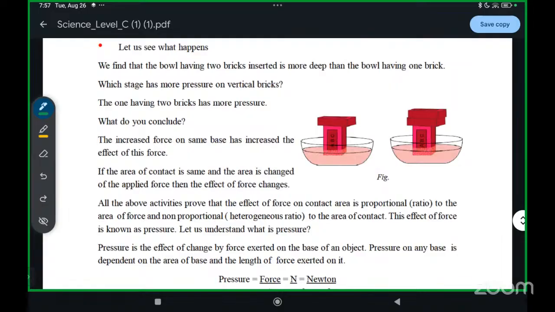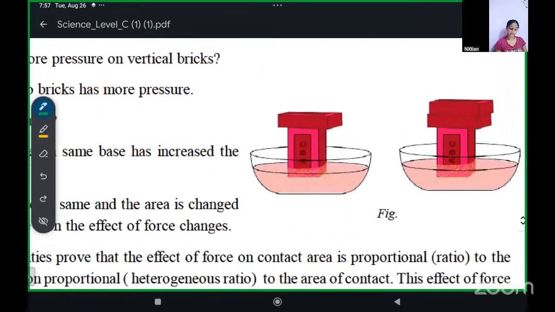What do we conclude? The increased force on the same base has increased the effect of this force. If the area of contact is the same and the applied force is changed, then the effect of force changes. What does this mean? When more weight is added, it sinks in more. Okay, it went deeper.